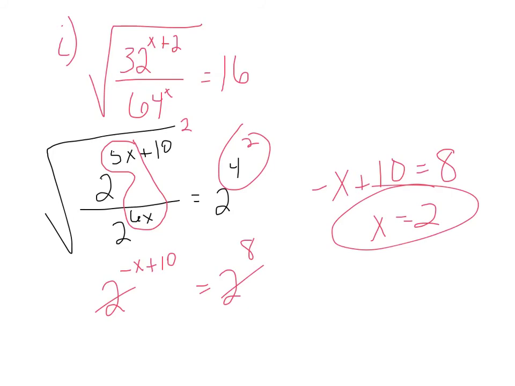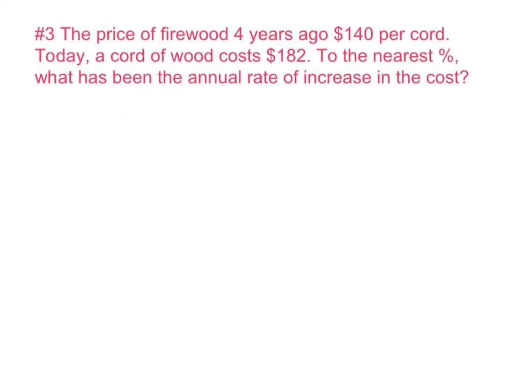No biggie. Before we go, I got one word problem for you. So read along with me. The price of firewood 4 years ago is $140 per cord. Per cord of firewood. Today a cord costs $182, so it's gone up. To the nearest whole percent, what's been the annual rate of increase?